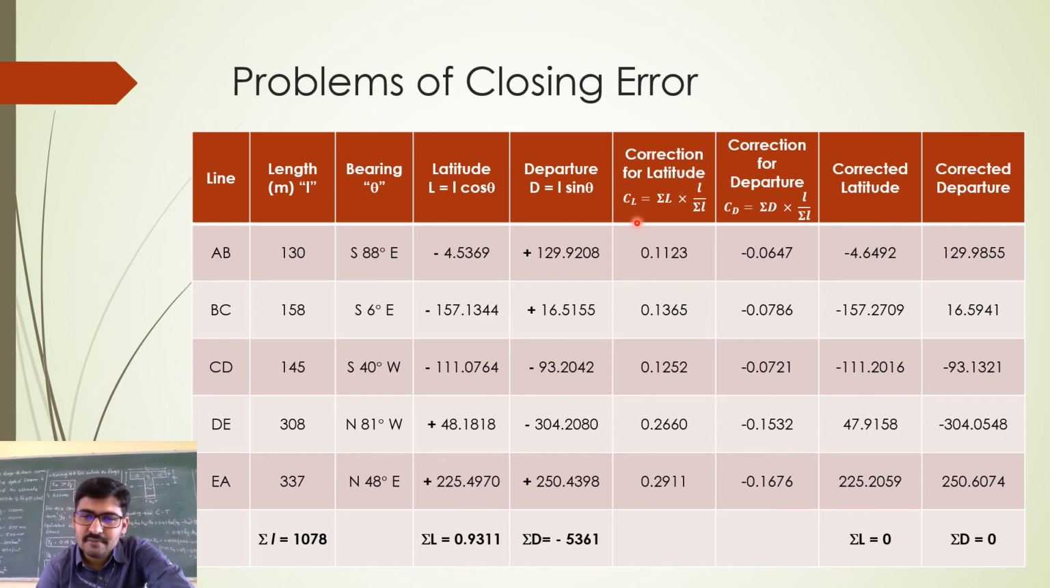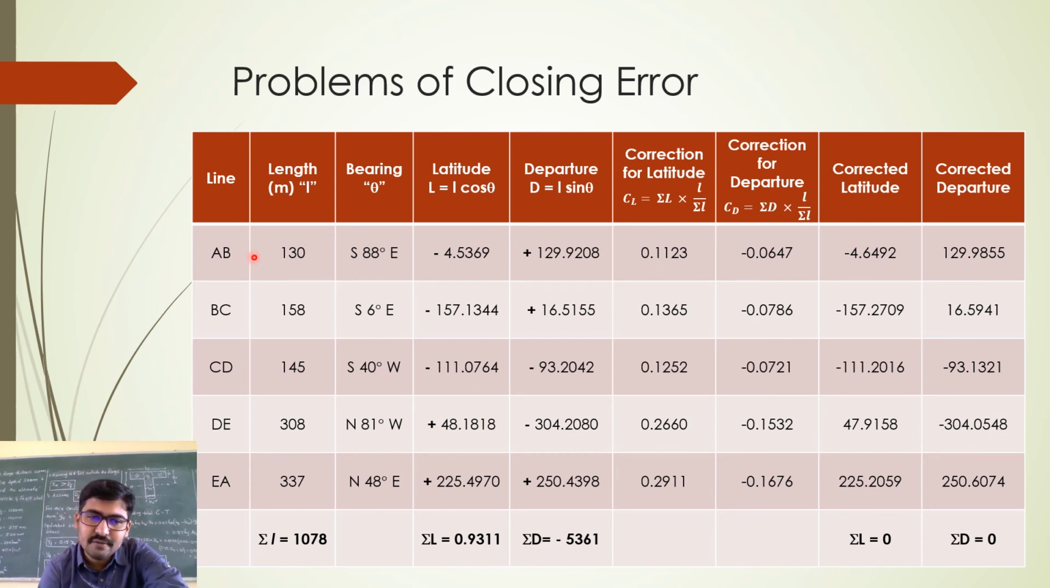So the correction for latitude will be equal to summation L into l by summation L. So I need the sum of the perimeter, that is why I have taken the sum of the perimeter here. So the sum of all the lengths here, 130 plus 158 plus 145 plus 308 plus 337, will give you this value. That is summation L, capital L here. So this denominator is this 1078. Then small letter l, which is nothing but the length of that line.